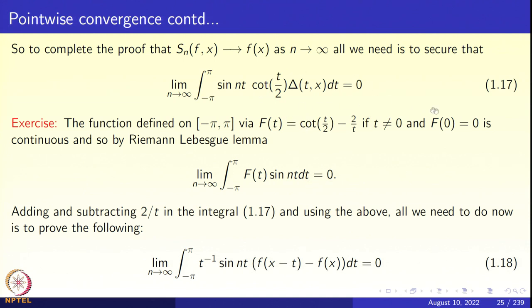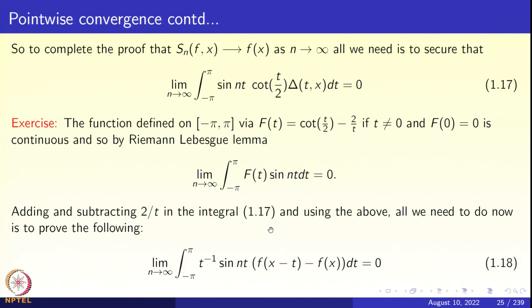So what we do is look at 1.17, you modify the integrand, add and subtract 2 by t. So make it cot t by 2 minus 2 by t plus 2 by t. And now when you have cot t by 2 minus 2 by t, that is when you have capital F, use the next line here. So what we need to show is, the 2 is an innocent factor. What we need to show is the limit as n tends to infinity of the integral from minus pi to pi of 1 upon t sin nt times this difference capital delta xt should go to 0 as n tends to infinity. So we have reduced the task to proving 1.18.